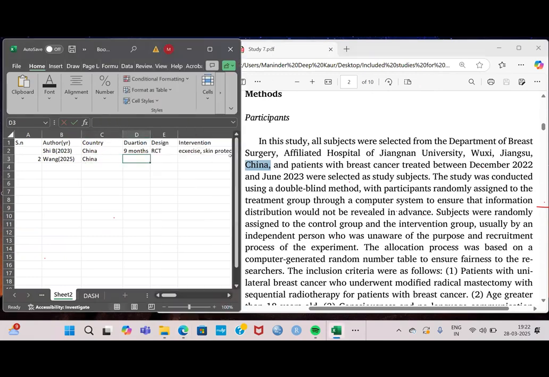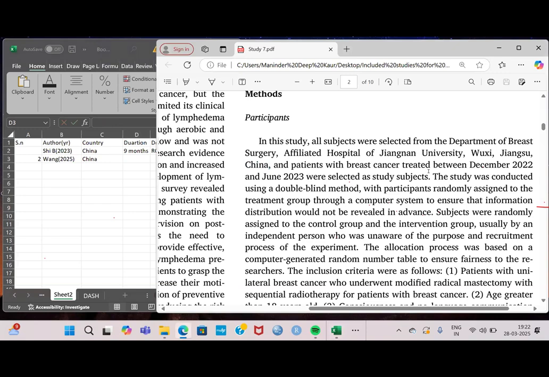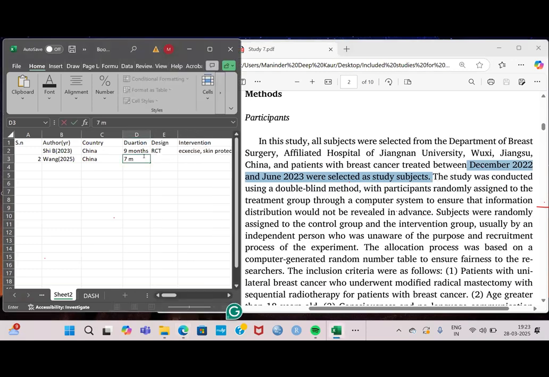Okay. Next is the duration. Whether they have given any durations. See, December 2022 to June. So how many months? Around 7 or 8 months. So let's write 7 months.